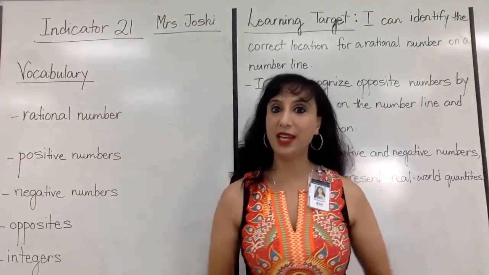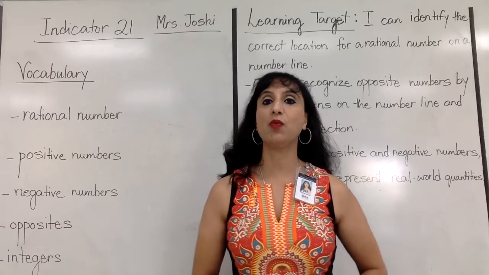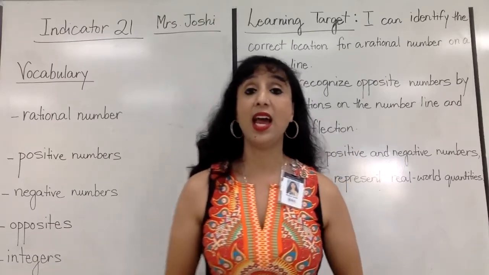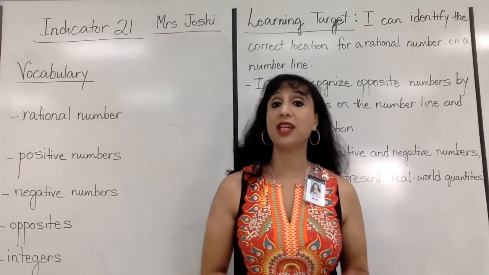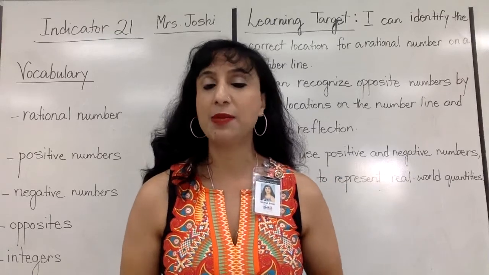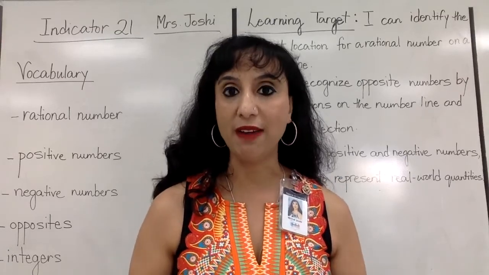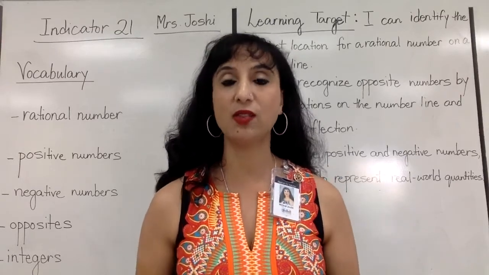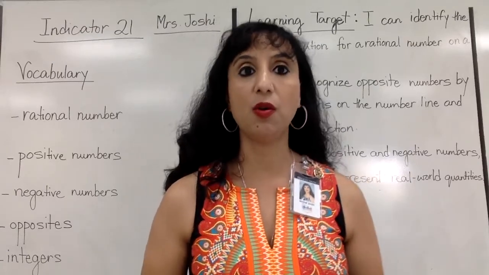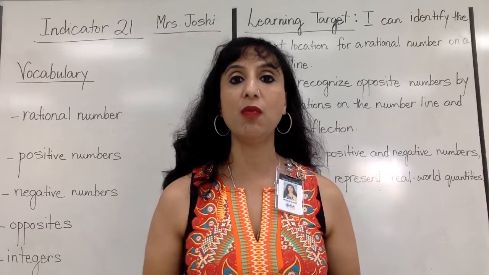We are beginning indicators 21 to 24 today, which would be Unit 6. And Unit 6 comprises your number line, absolute value, coordinate graphing, etc. So these are the things that we are going to do in Unit 6. So let's start with indicator 21.